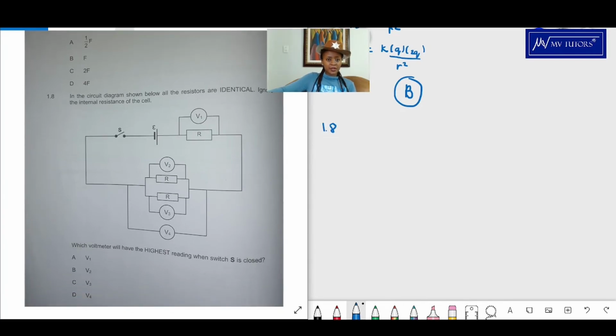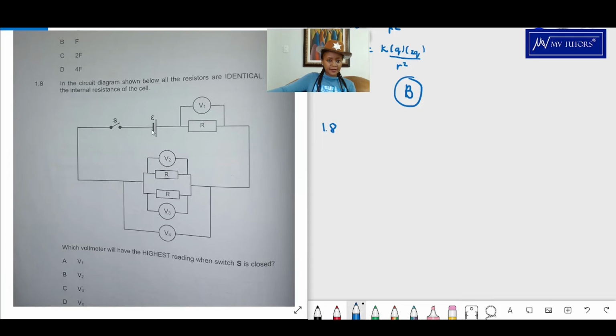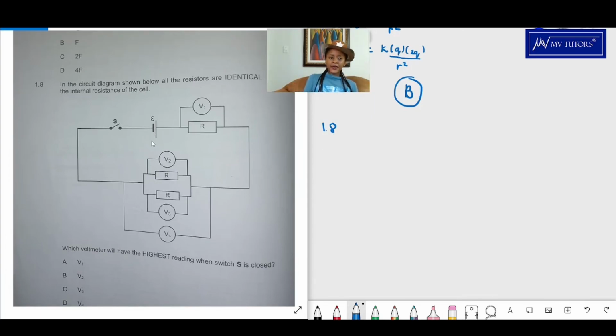So let me just zoom in a little bit. In the circuit diagram shown below, all the resistors are identical. Okay, at least that's nice. You don't have to factor things if they're not identical. It says to ignore the internal resistance of the cell. Now the question: which voltmeter will have the highest reading when switch S is closed?